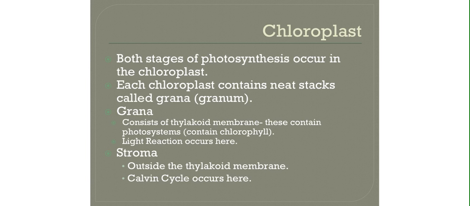The second part of the chloroplast is known as the stroma, and this is outside of the thylakoid membrane. Remember, we have the granum, each stacked with a thylakoid membrane. Outside of that is the stroma, and this is where the Calvin cycle takes place, or the dark reaction. Light is not absorbed in this cycle, so that is why it's sometimes called the dark reaction. The Calvin cycle is just named after the person who discovered it.